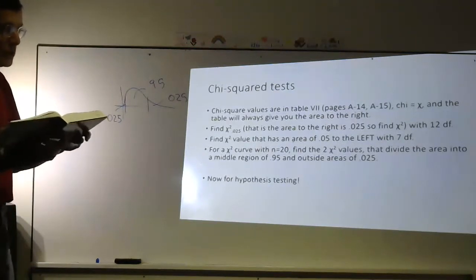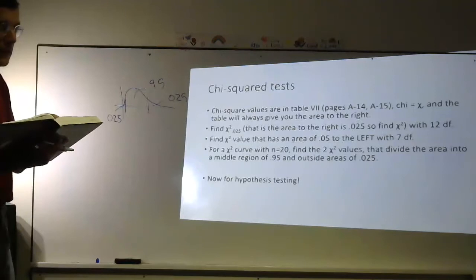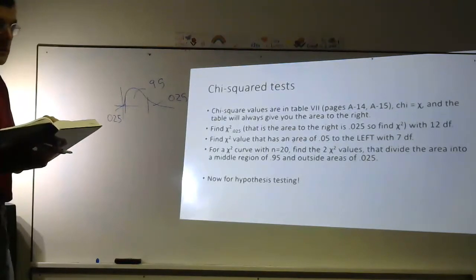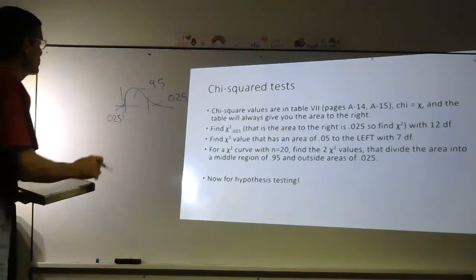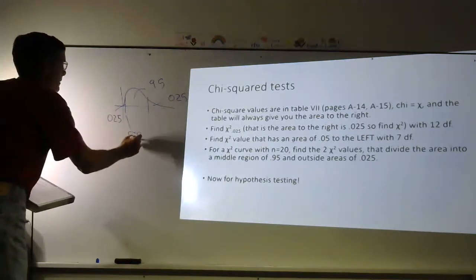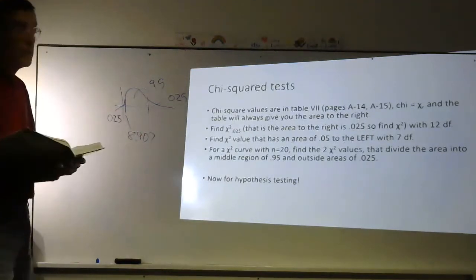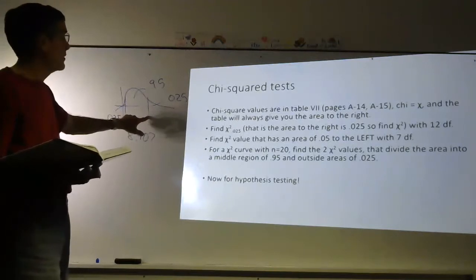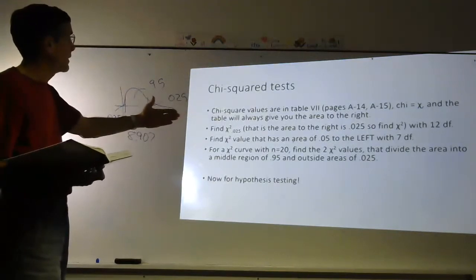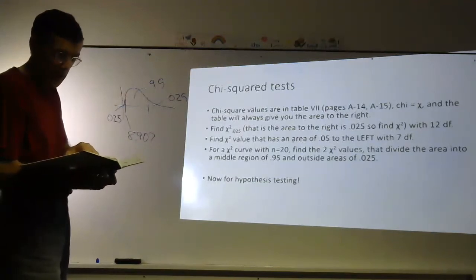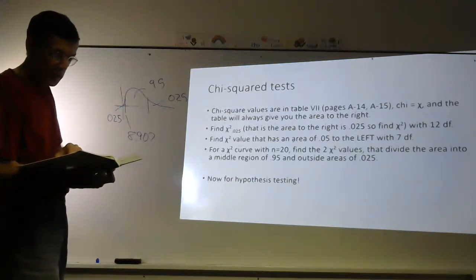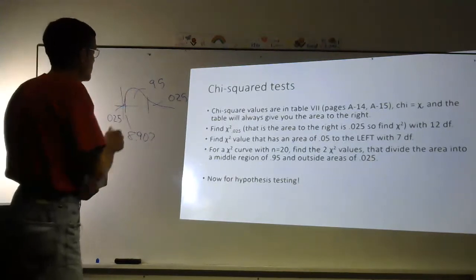So go on your chart on page 14, find the heading 0.975. n is equal to 20, so we have to take 1 off. We're going to go down to 19, and you should have this one is 8.907. And then this one is an easy one. The area is just 0.025 to the right. So you go to 0.025 and go down to 19, which is 32.852.